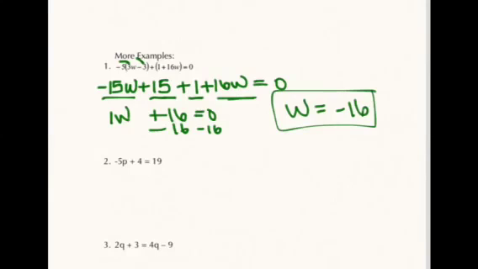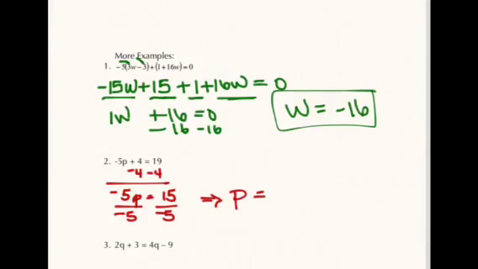-5p plus 4 equals 19. Again, the goal here is to get the p completely alone. So subtract 4 on both sides. And to get p completely alone, divide everything by -5. 15 divided by -5 is -3.